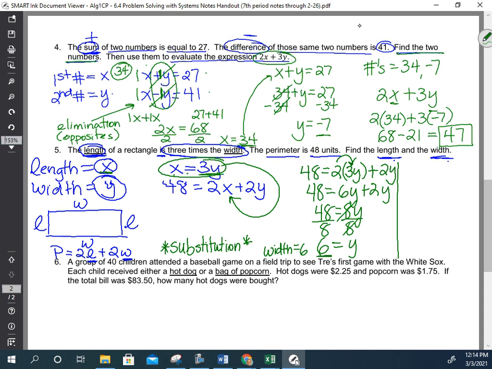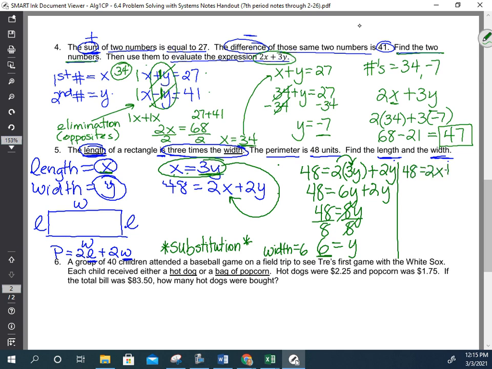So if we know what y is, what do we do with it? Plug it in. Doesn't matter which one we put it in. So, which one do you feel like putting it in? First one or the second one? Which one do you want? Second one it is.